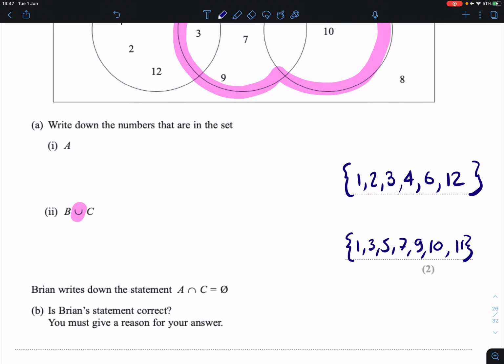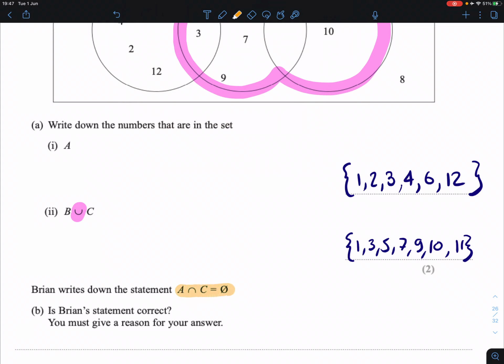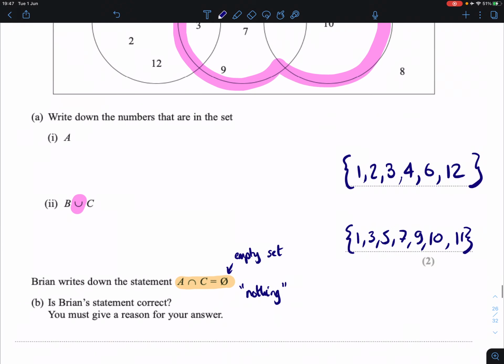Next part. Brian writes down the statement A intersect C equals the empty set. So this symbol here means the empty set. Another way of describing it is that when you end up with this, there's nothing. That is the symbol for nothing in set notation. We can't use a 0 because a 0 is an actual number like a 6 and a 4 and a 2. So we have this Danish looking 0 here to signify the empty set. So what it's saying is that there is nothing in the intersection between A and C.